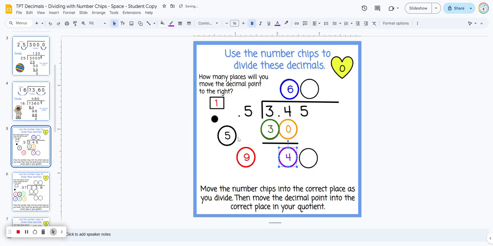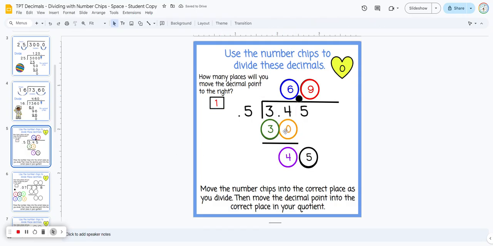They bring down their 5. And then 5 goes into 45 exactly 9 times. Now they're going to move this decimal point, so they just click and hold on it. And they have to move that one place to the right, so it's going to end up in between the 6 and the 9.